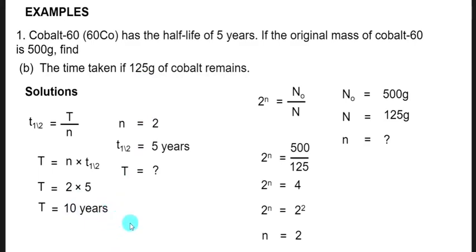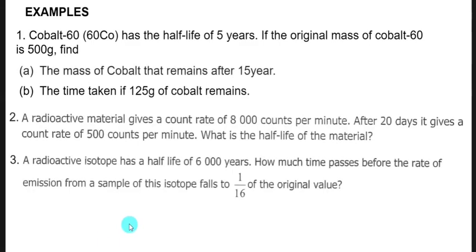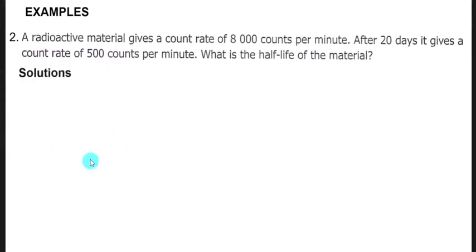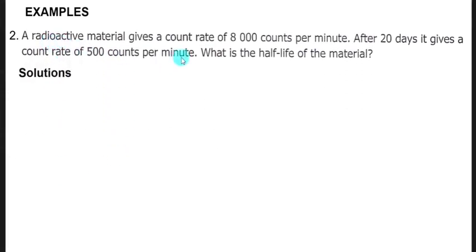So now let's move to another question. This is question 2. A radioactive material gives a count rate of 8,000 counts per minute. After 20 days, it gives a count rate of 500 counts per minute. What is the half-life of the material? So they want us to find the half-life.